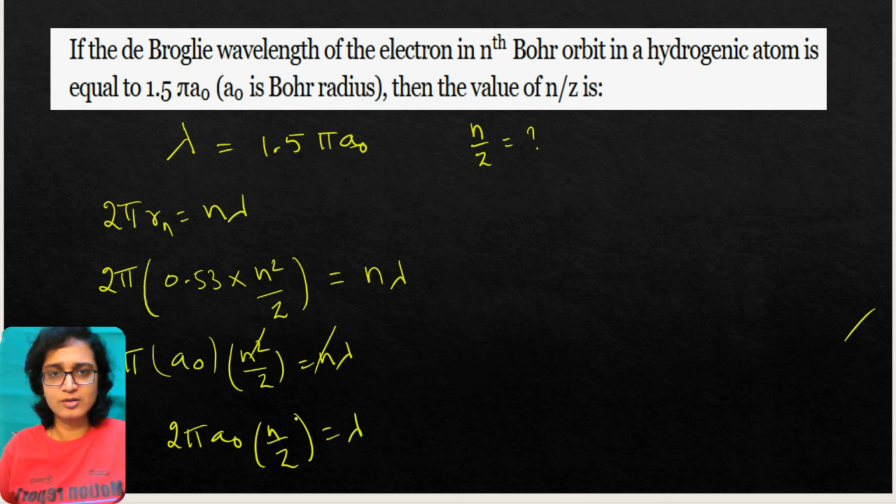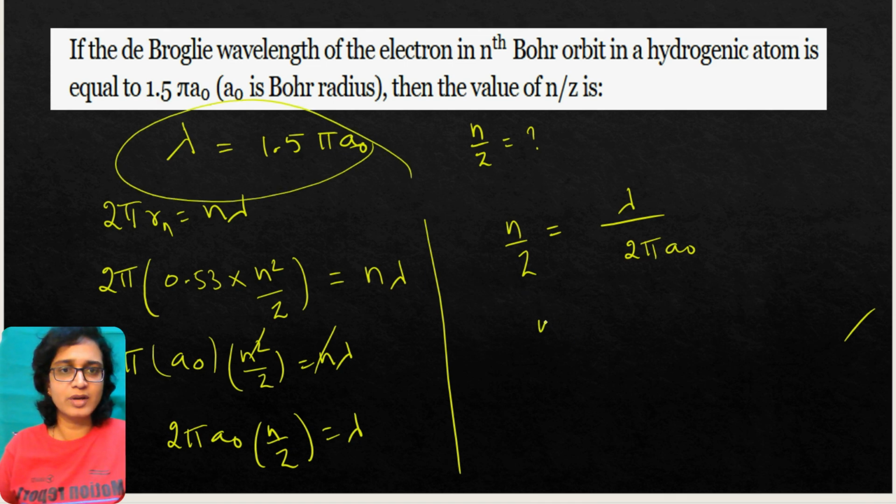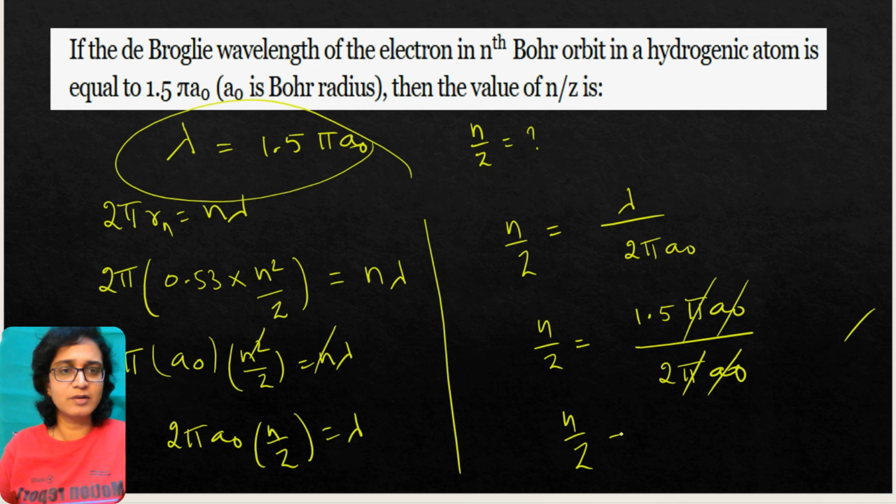Okay, n by z value we want. So n by z equals lambda divided by 2 pi a naught. In the data they gave the lambda value, so n by z equals 1.5 pi a naught divided by 2 pi a naught. A naught and pi cancel, so n by z will be 1.5 by 2, that is 0.75. There are no units.